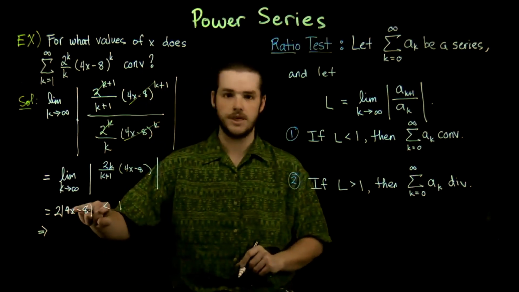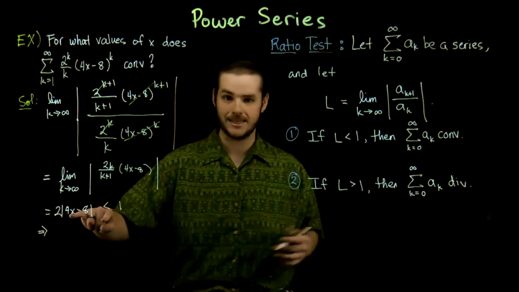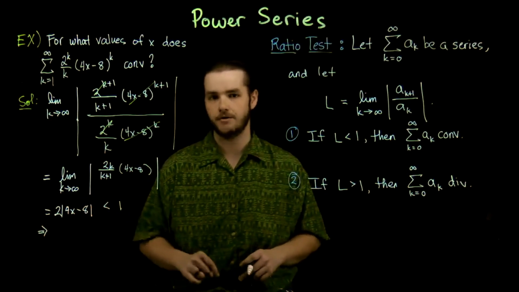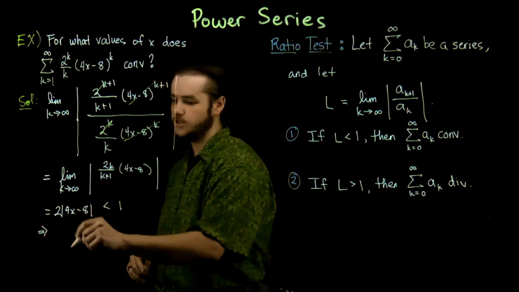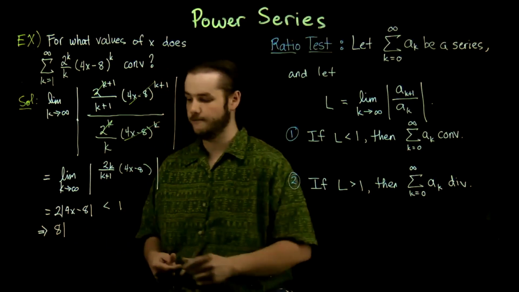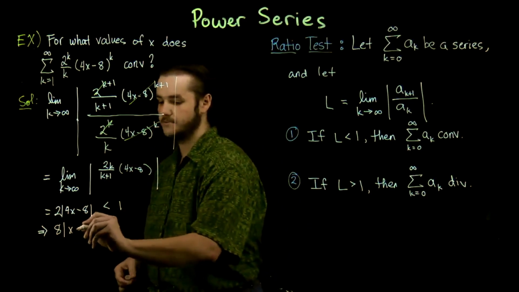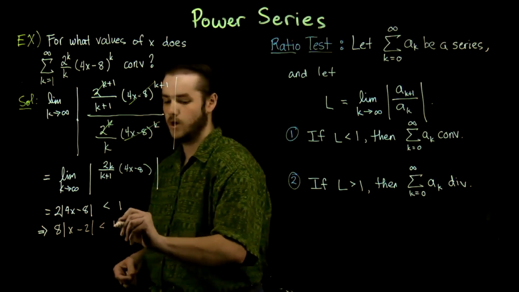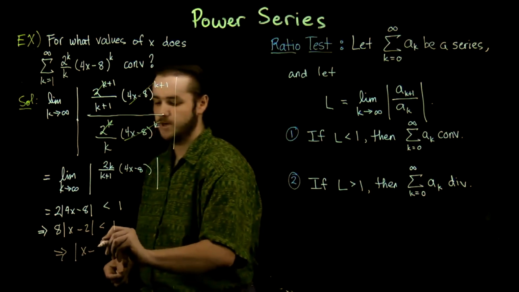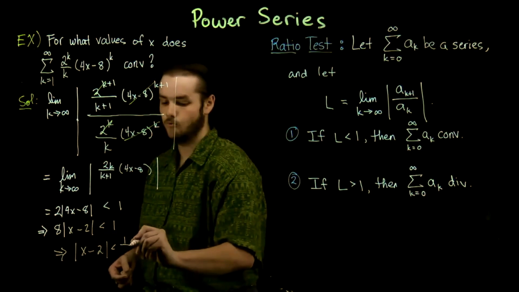I'm going to leave my x minus x naught term alone, but here I shouldn't have a coefficient on x. So I'm going to factor out this 4 from my absolute value, and of course absolute value of 4 is 4, and I get x minus 2 less than 1. So this tells me it converges whenever x minus 2 is less than 1/8.